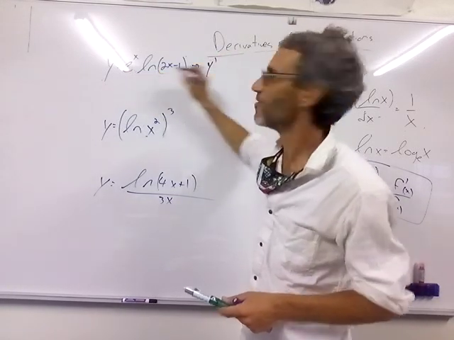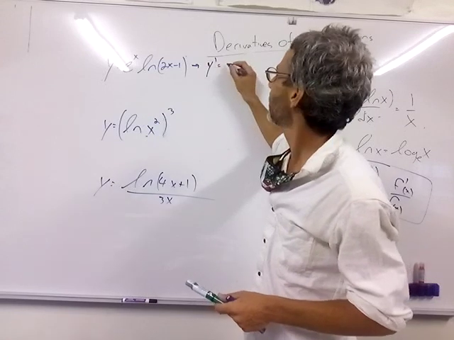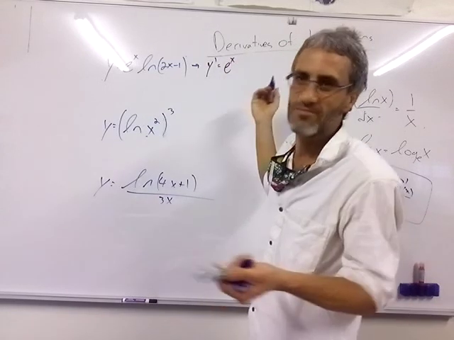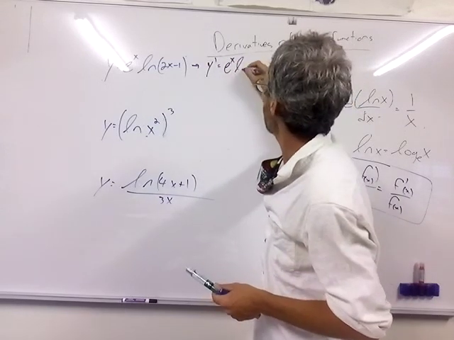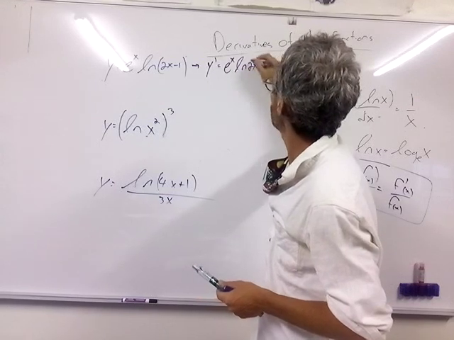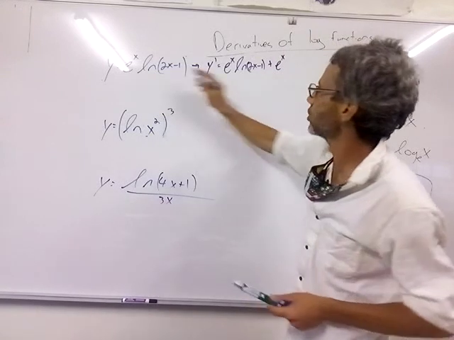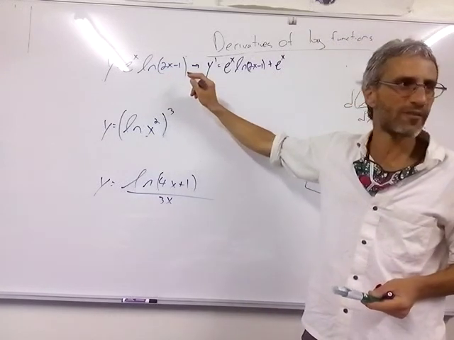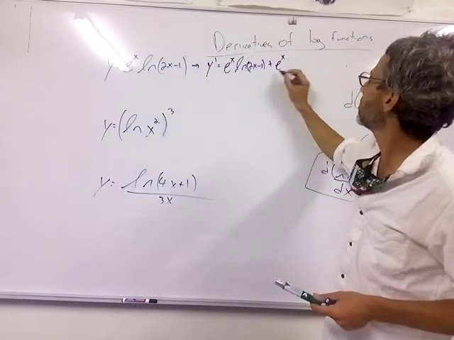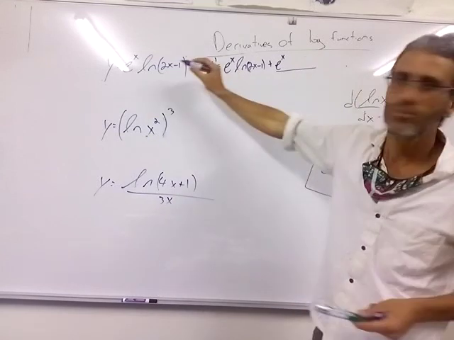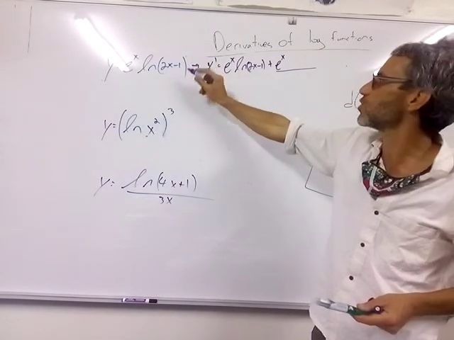What will be the derivative of e to the x? It's just e to the x. That's it. And I multiply by log of 2x minus 1. Plus the first function times the derivative of the second function. So what will be the derivative of the second function? What happens to the 2x minus 1?